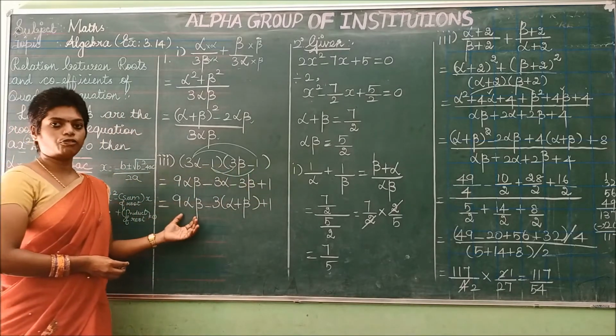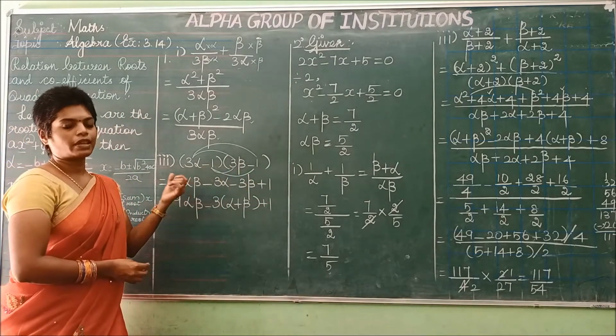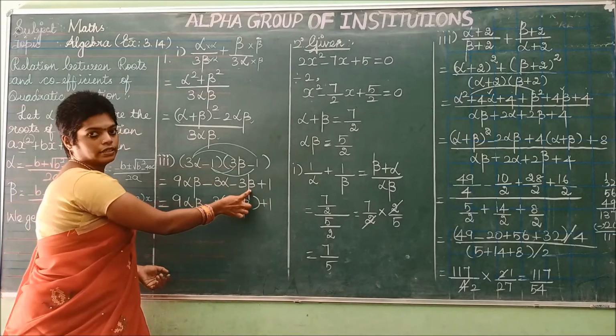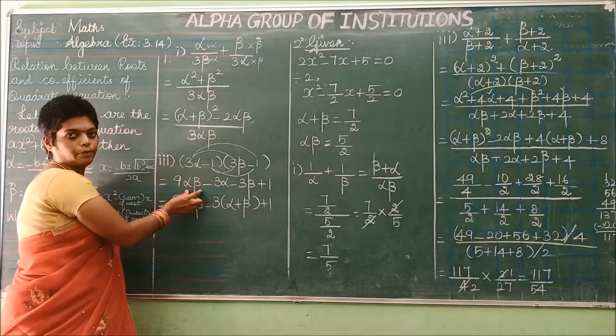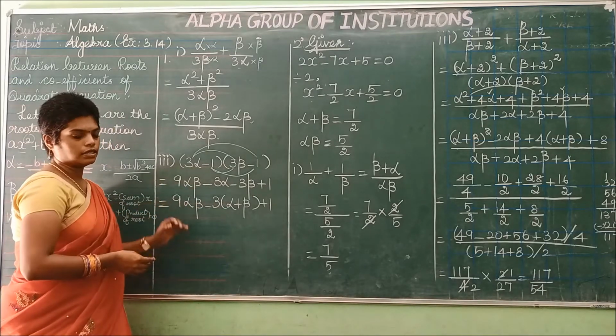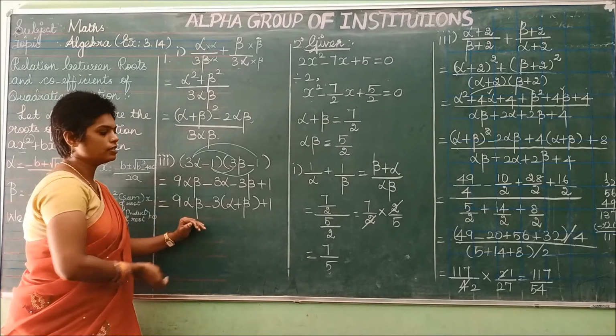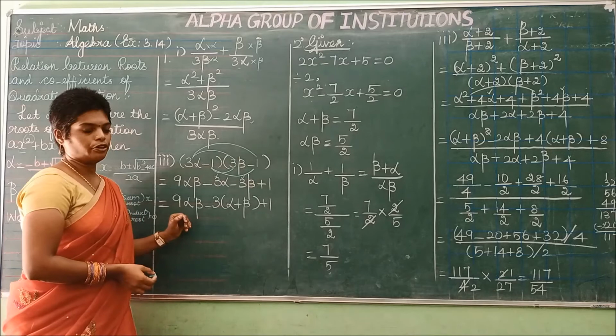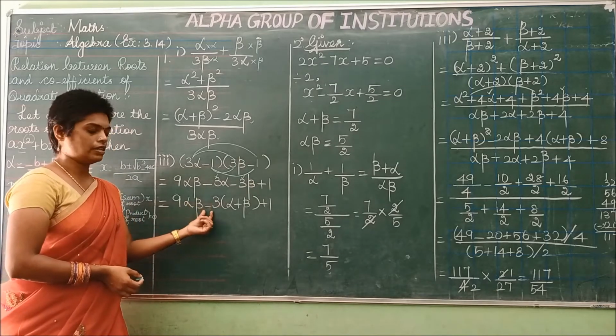Listen, you have to write the expression in terms of alpha plus beta and alpha beta. Alpha beta is already there, so you can keep 9 alpha beta as it is. Here both terms contain the coefficient 3, so you can take minus 3 as common.